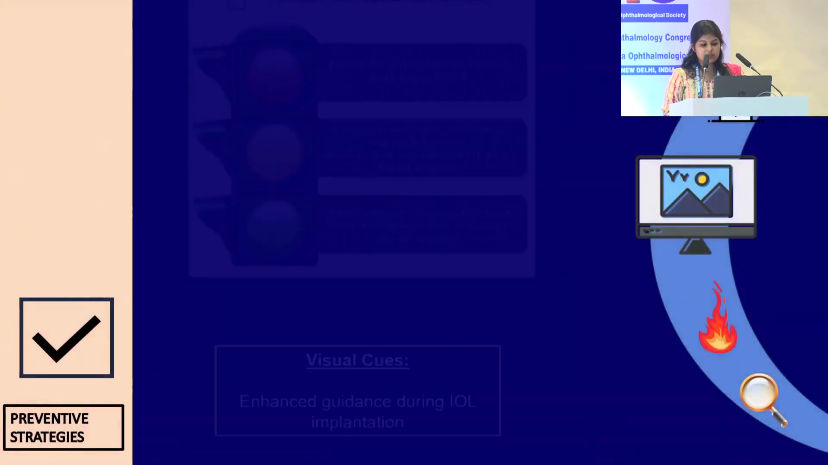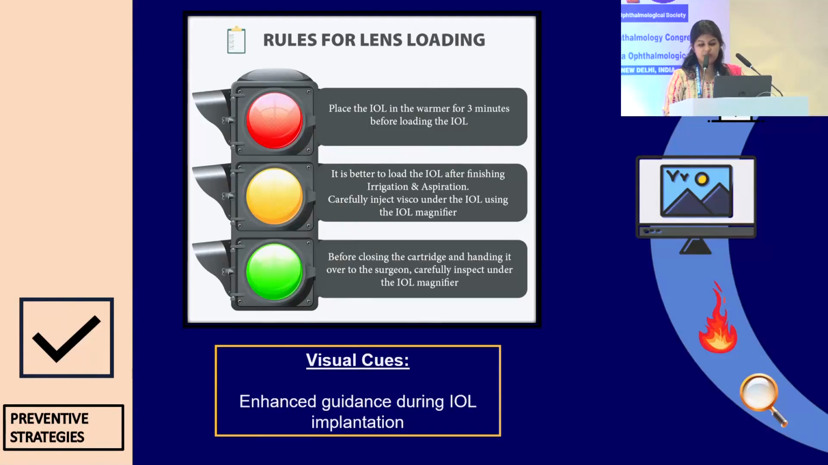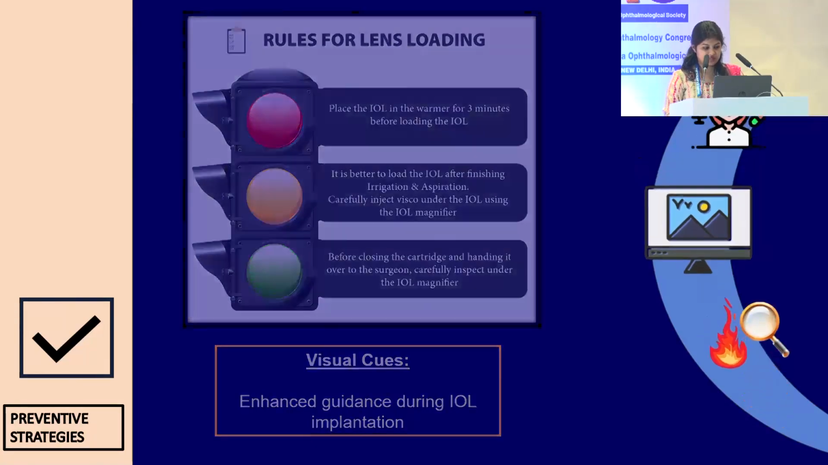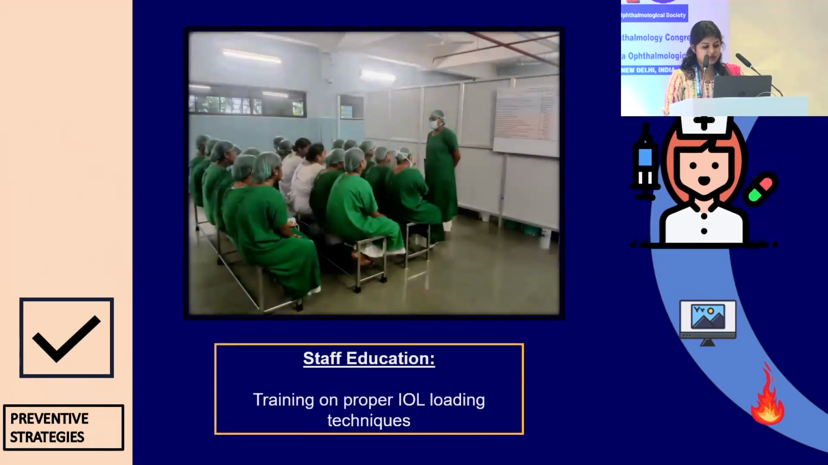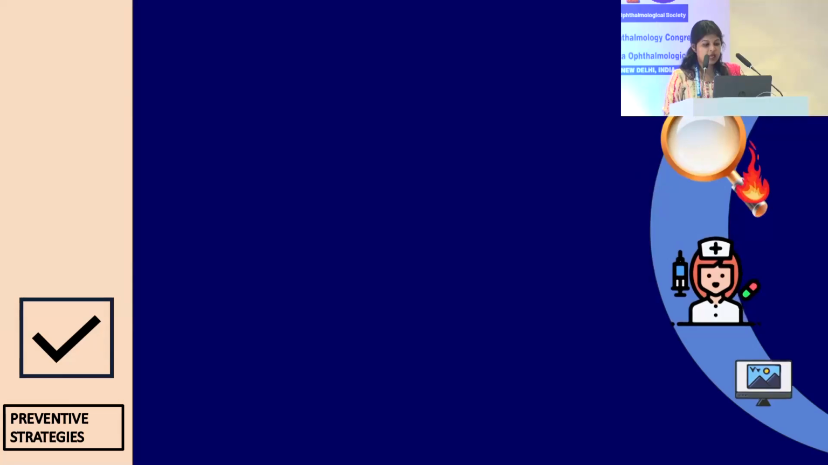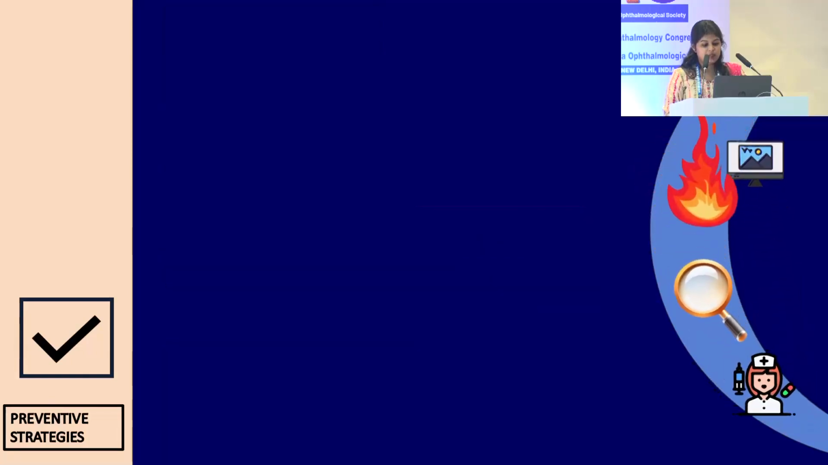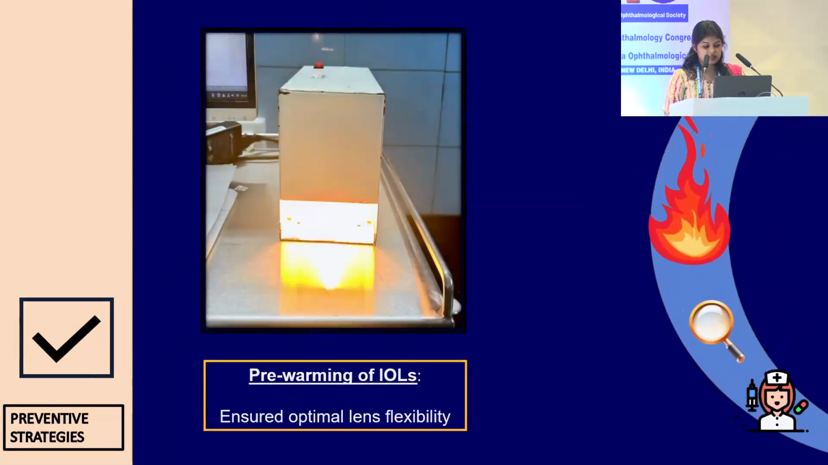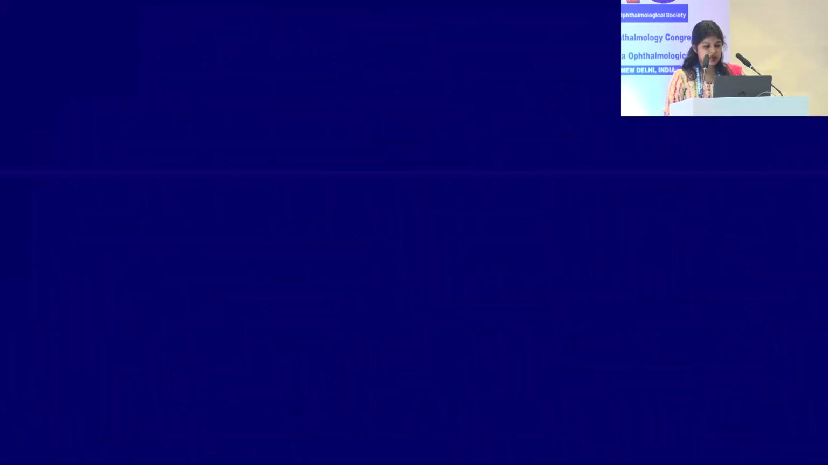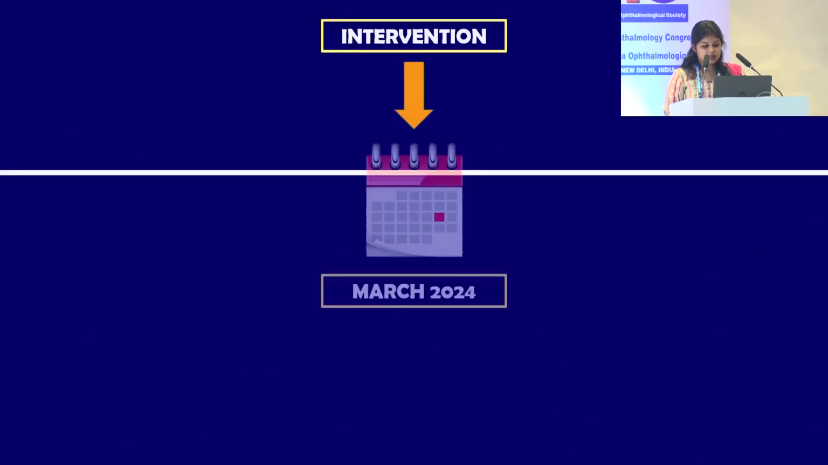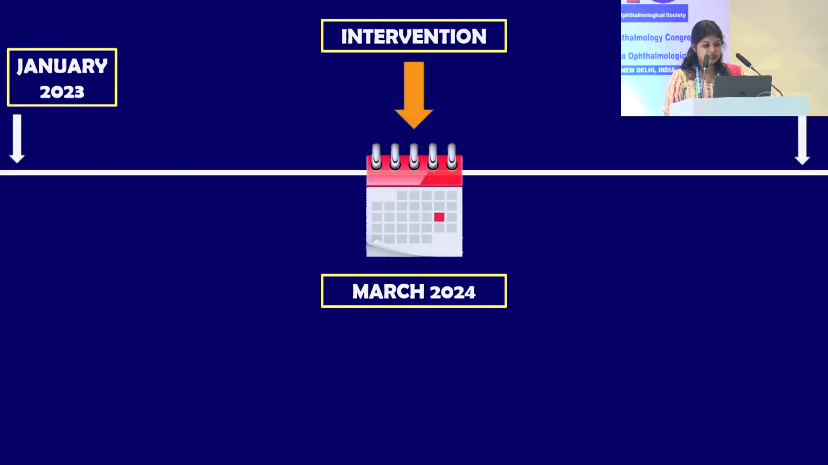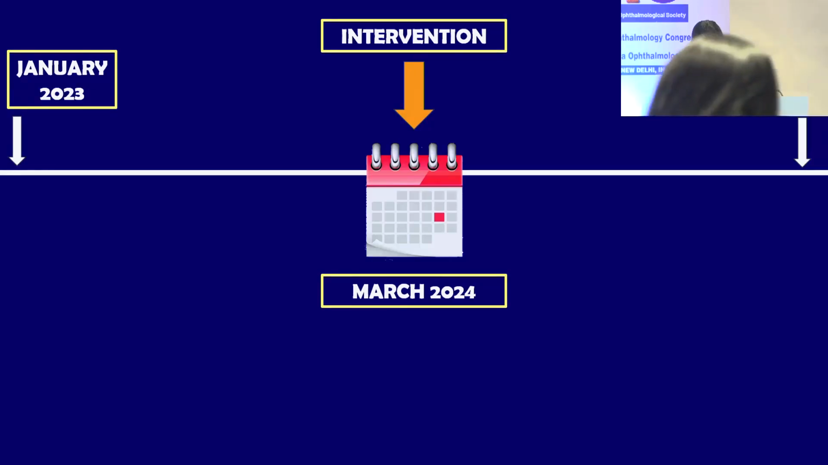We implemented certain preventive strategies like placing visual cues in the operating theater to enhance guidance during the IOL implantation, and regular training of the staff, both the paramedics and the surgeon, for proper IOL loading techniques. Injecting the IOL under an IOL magnifier improved the precision significantly. Pre-warming of certain lenses increased the optimal lens flexibility. We implemented these in the month of March 2024, and we analyzed data from January 2023 to June 2024.